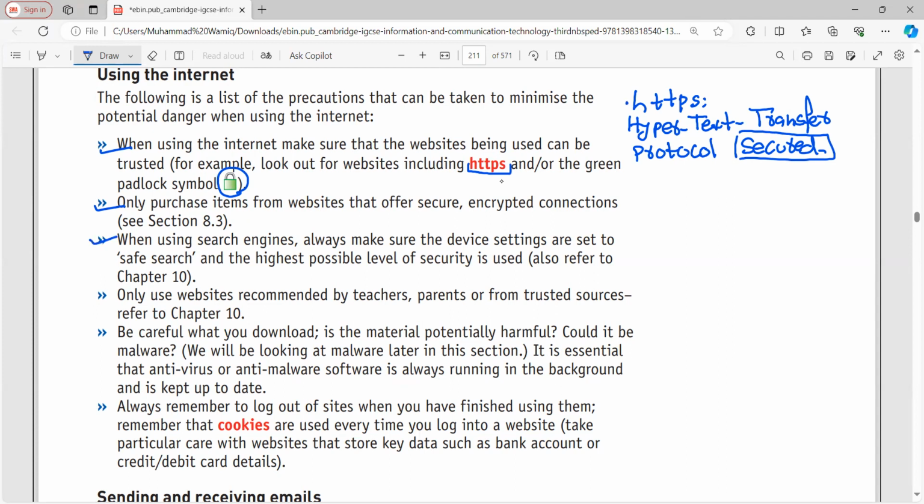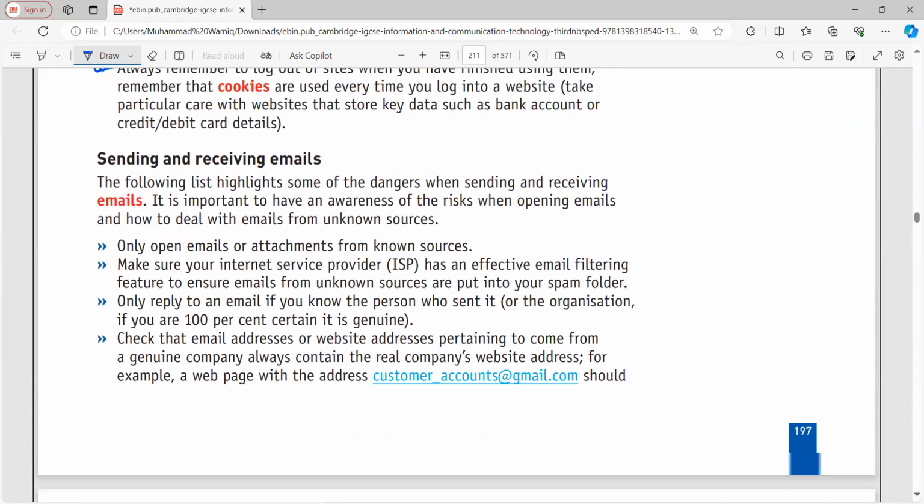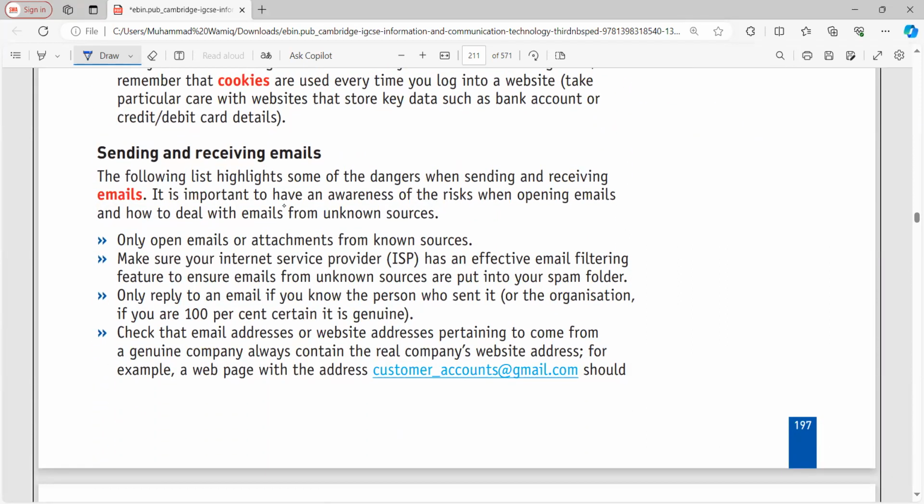When using search engines, you should always have your safe search mode on. That means that it only displays the websites that are safe. You should only use websites that are recommended by your teachers or parents or from a trusted source. You should also be careful about what you download. Is the material harmful or not? Could it be malware or a virus as well? And you should always remember to log out of sites when you have finished with them, like Facebook or any other website.